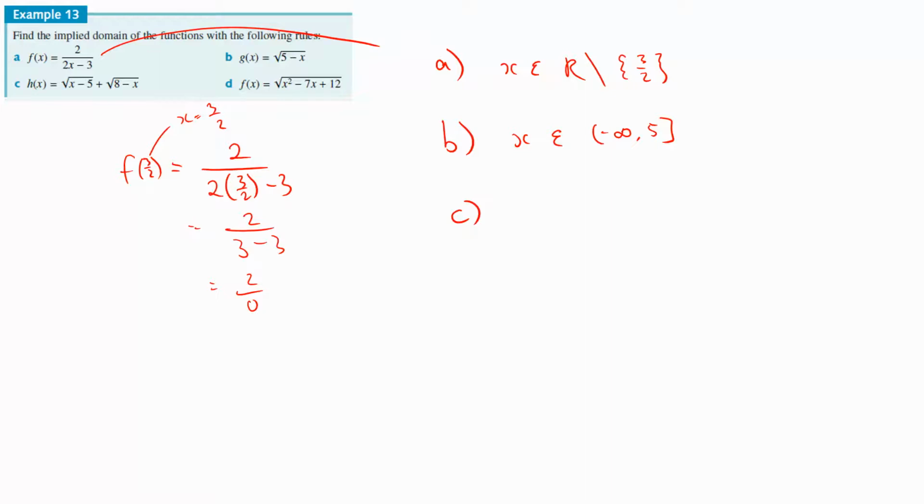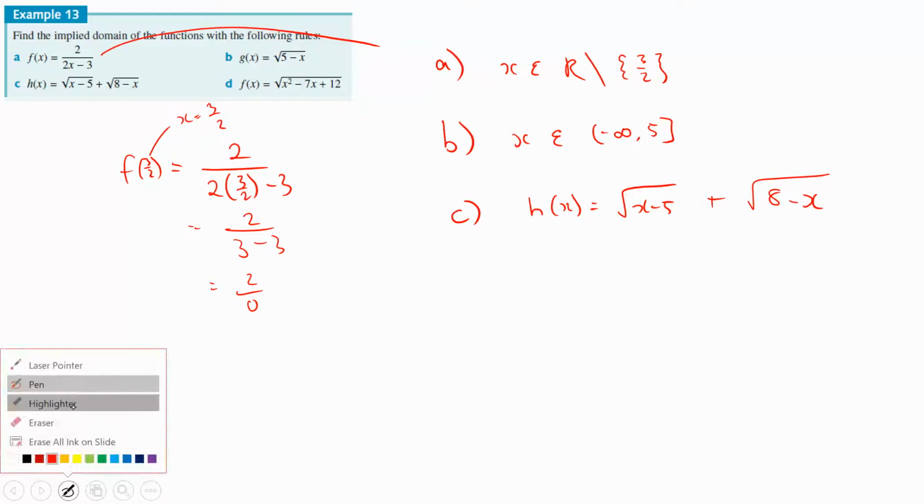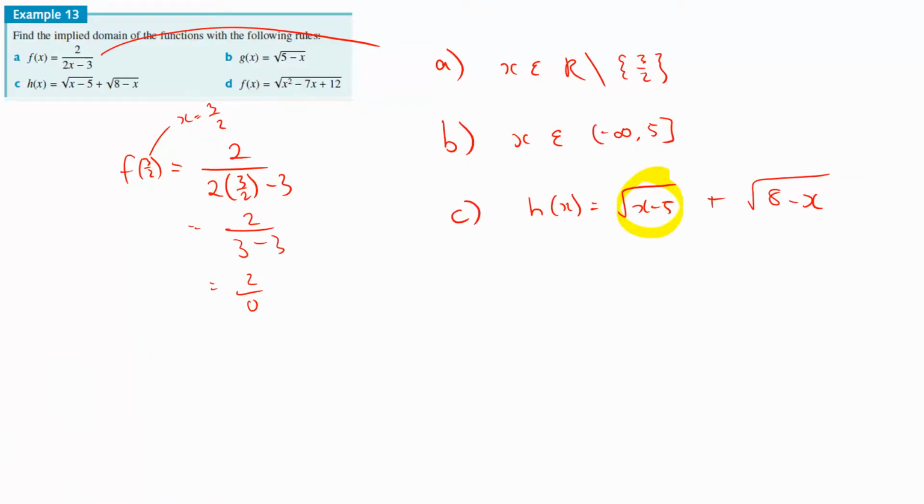I can look at this and say, okay, h of x is equal to root of x minus 5 plus root of 8 minus x. Now what I'm going to teach you here is the precursor to the next exercise 1D, sums and products of functions. Because you have to analyze them individually and see what works and what doesn't. We say that for root of x minus 5, the only way a square root works is if it doesn't end up being negative. So something take away 5 doesn't become negative.